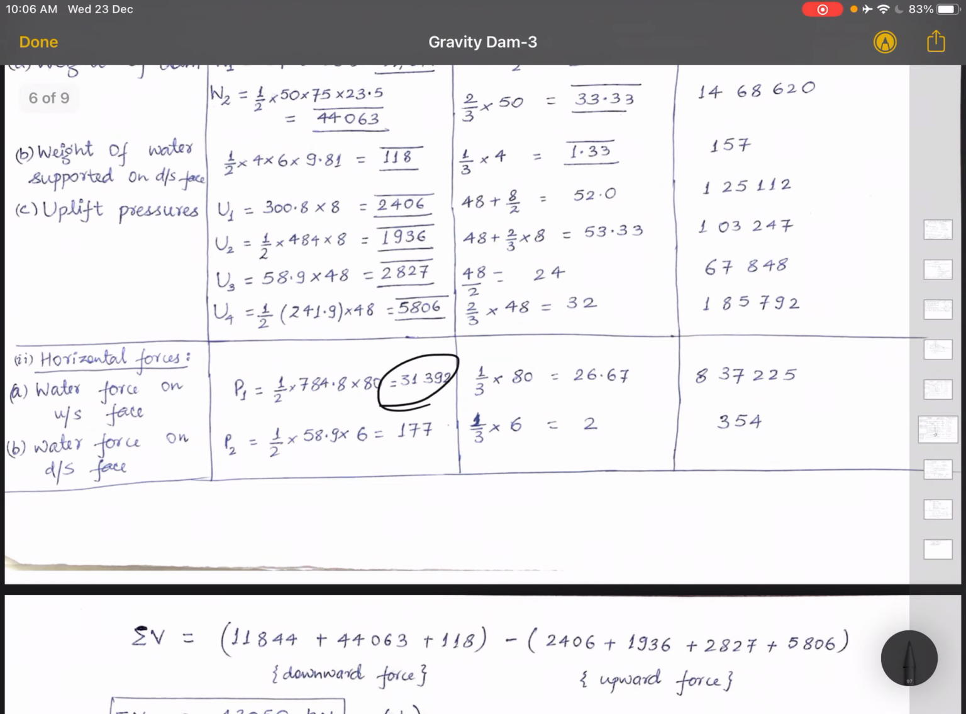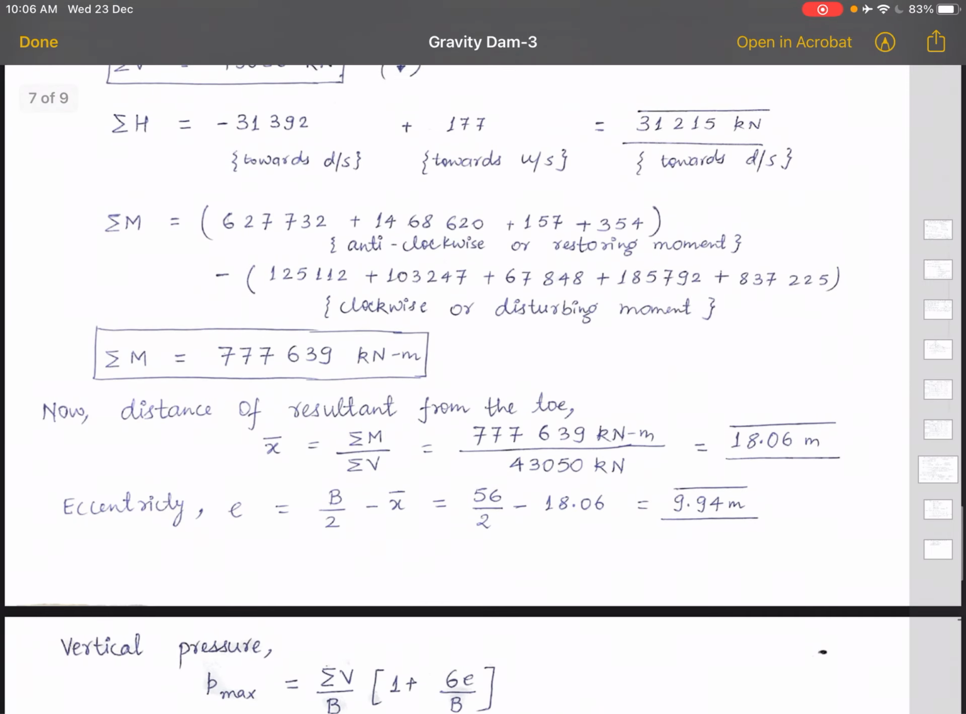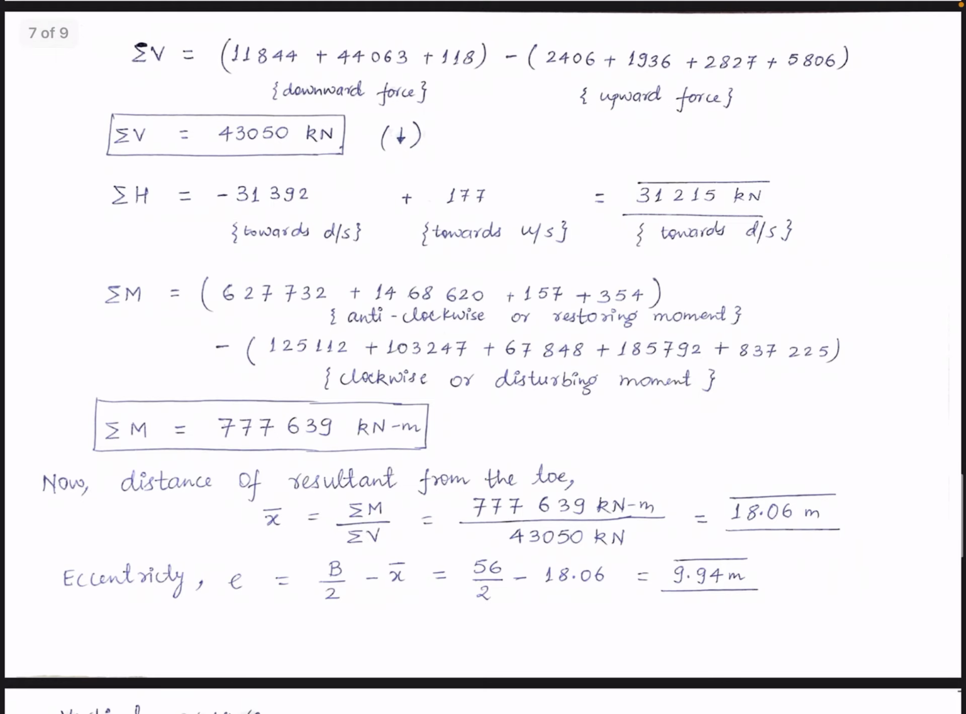This is our thrust, and P2 is acting towards downstream, while the thrust is acting towards upstream. So this will not be additive, we have to subtract. Okay, so after this calculation you will get summation V and summation H. We have got these two values.